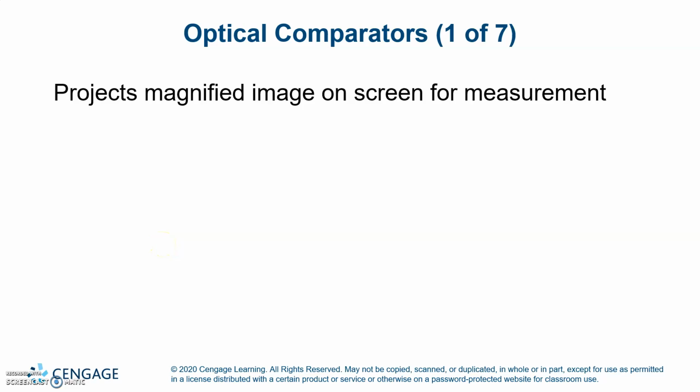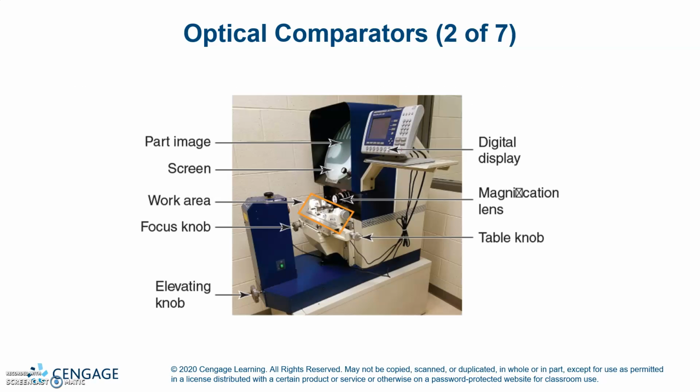This is the third and final section of this, or part to this. So optical comparators project a magnified image on a screen for measurement.